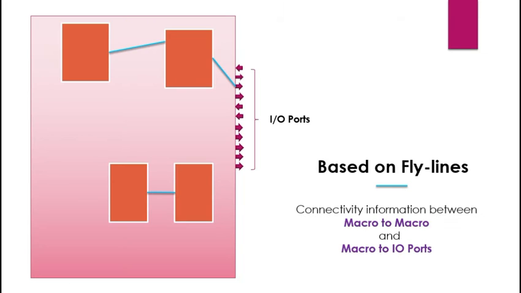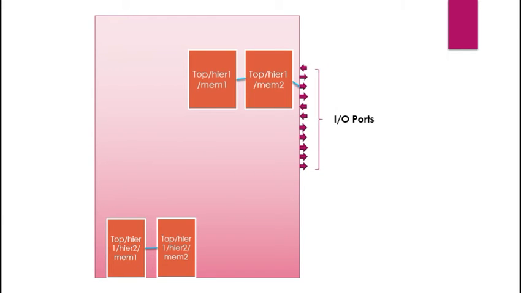So for example, if you see here, these blue lines represent the fly lines, and they represent that this macro is talking to this macro, and this macro is talking to this macro, and this macro is talking to the IO pins. So it is showing the connectivity between macro to macro and between macro to IO ports. Now how should we place them based on fly lines? Like this. Since this macro is talking to this macro, it should be placed close together. Similarly here. Based on the fly lines, we are placing them close together, which helps in reducing the interconnect length.